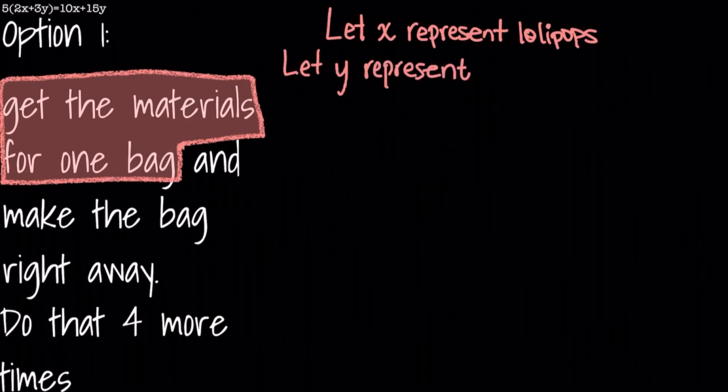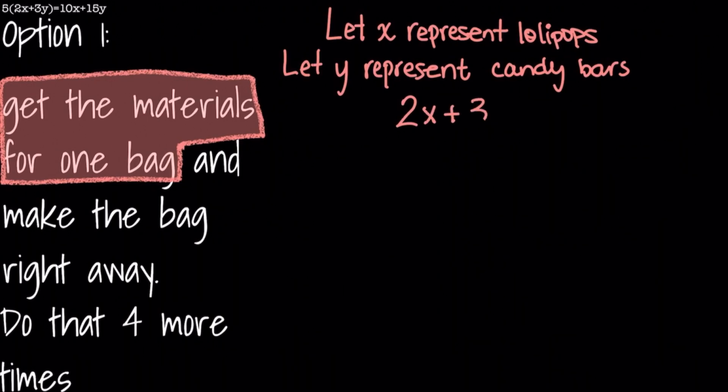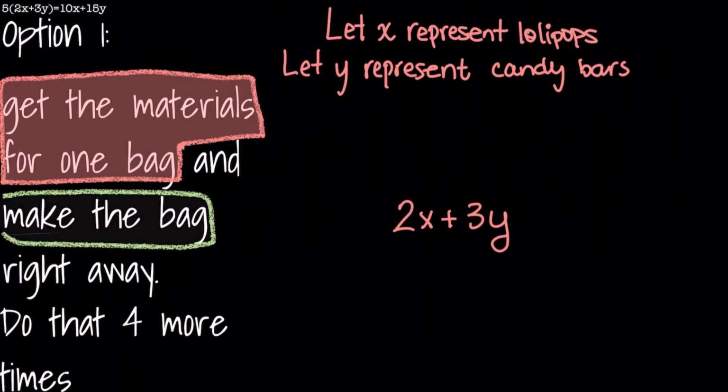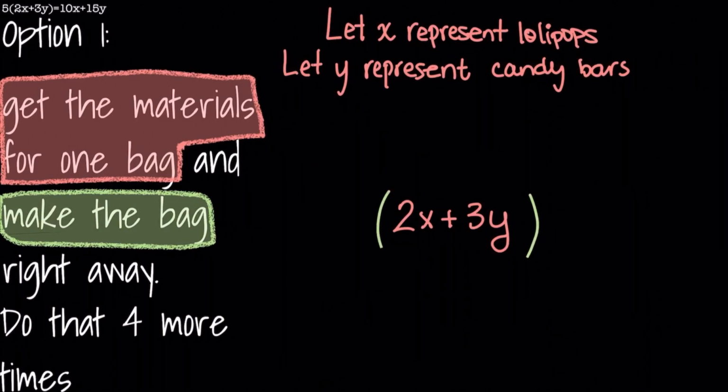To get the materials for 1 bag, the first thing we're going to do is let X represent lollipops and let Y represent candy bars. So that means that we've got 2X and 3Y in 1 bag. Then we make the bag. And I like to tell my students that the bag is the parentheses. It kind of holds everything in.